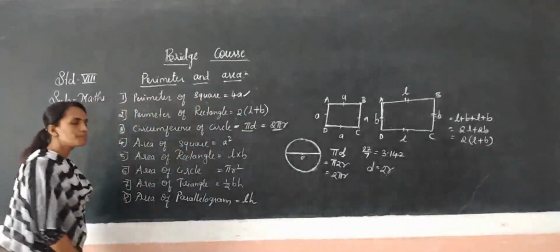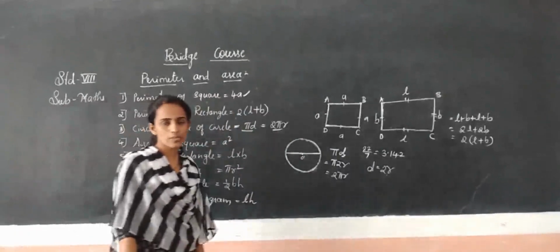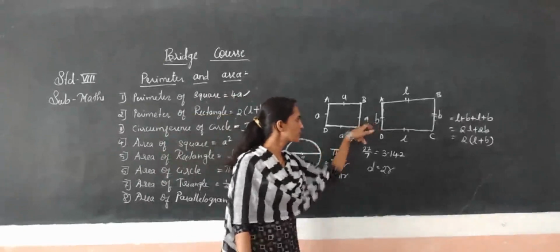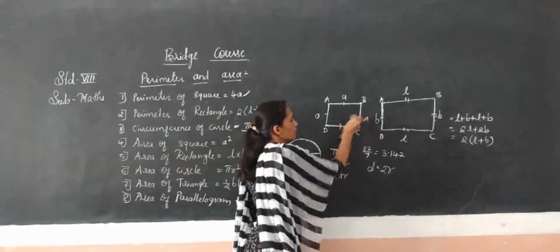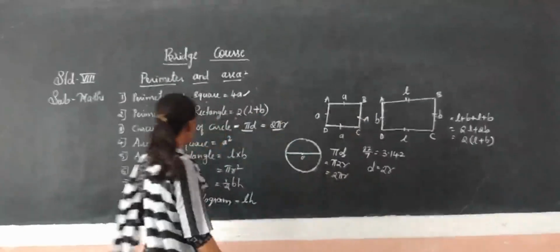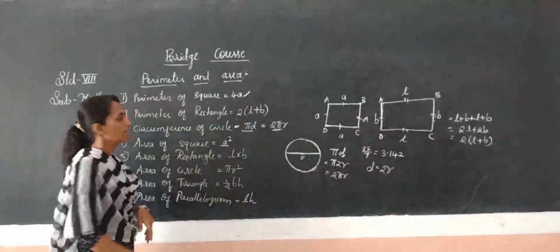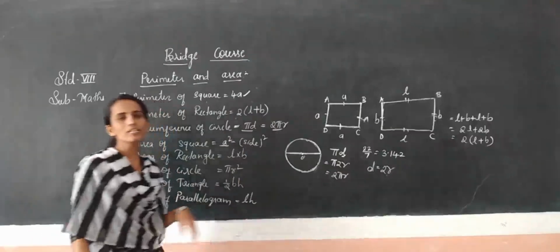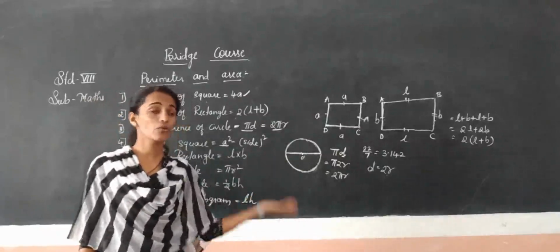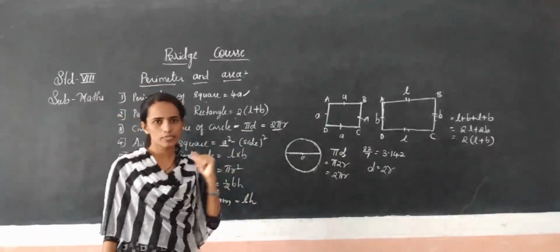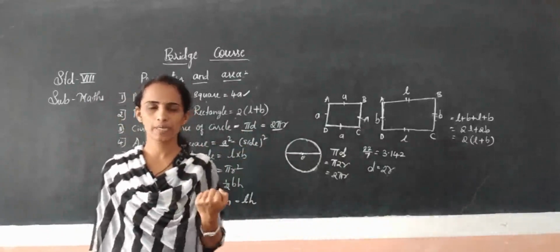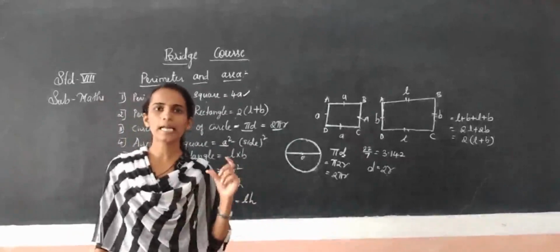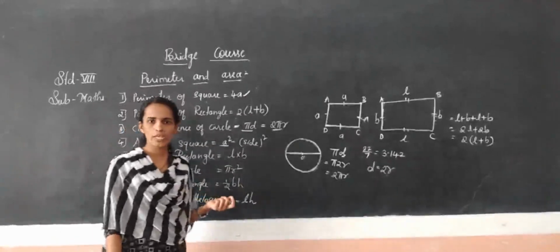So next one will be area. Area of this square will give us side into side, A into A. That will give us A square, otherwise you can write side square also. A square or side square. If you take the side as x, it will become x square. If you take the side as l, it will become l square. Whatever variable you use, it will be in terms of side squares only, and the unit will be square units only.